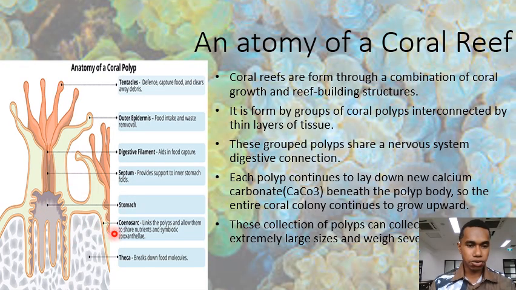And over here is the coenosarc, which links polyps and allows them to share nutrients and symbiotic zooxanthellae. And over here is the theca, which breaks down food molecules.